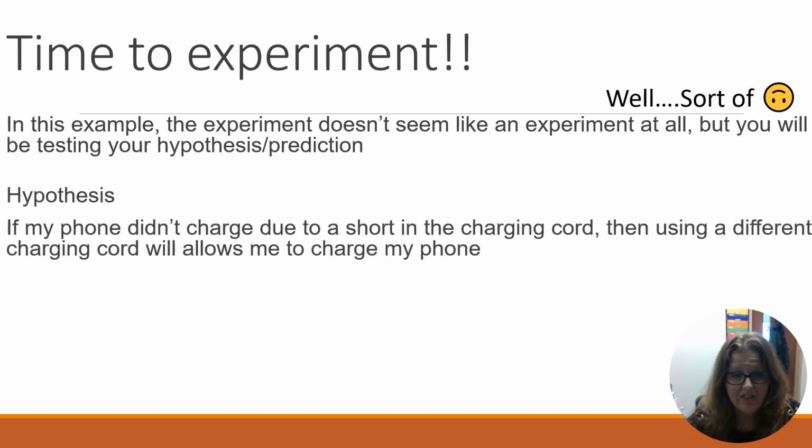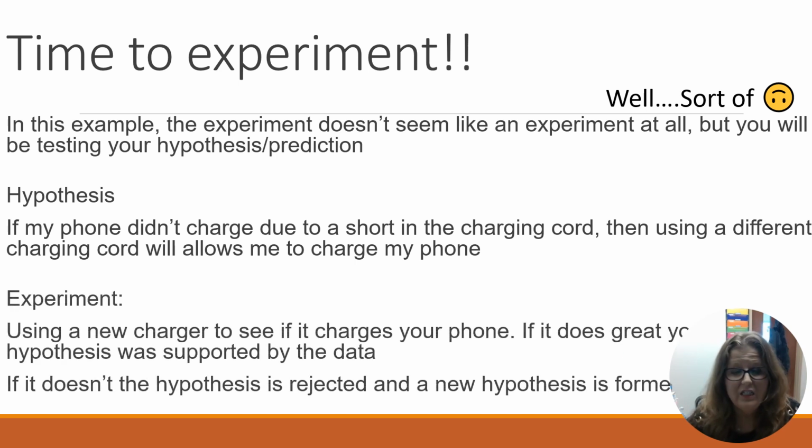So if the hypothesis, the prediction, was: if my phone didn't charge due to a short in the charging cord, then using a different charging cord will allow me to charge my phone. Then the experiment would be actually switching out the charging cord. Maybe you go grab your roommate's and say, hey, let me borrow this, I know we have the same phone. Or maybe you have a car charger that you can plug it into and see.